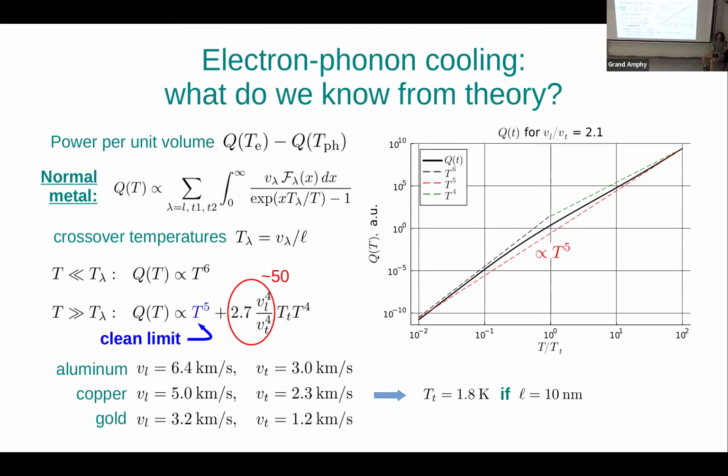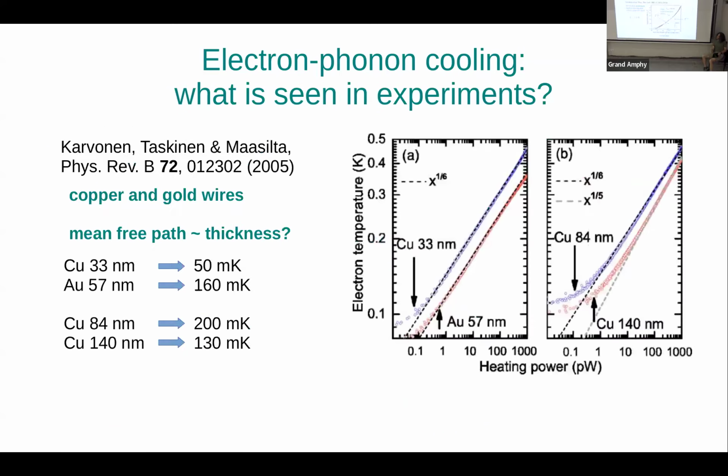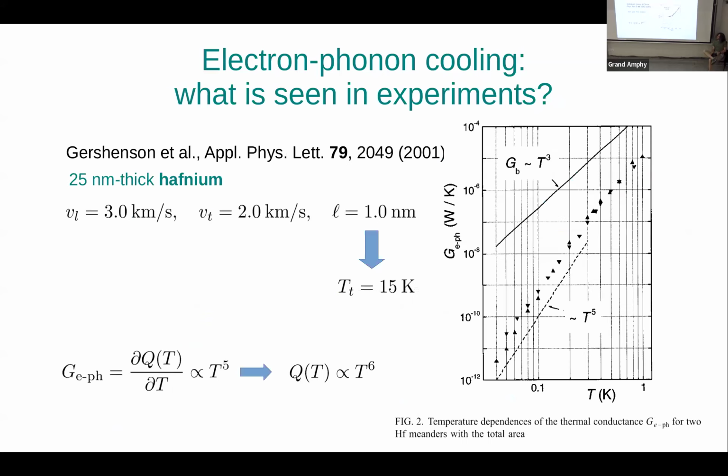There you have a sixth-order power, and the heat conductance goes with the fifth power. This is probably why you get this huge temperature dependence. It's easier to measure in the linear regime.